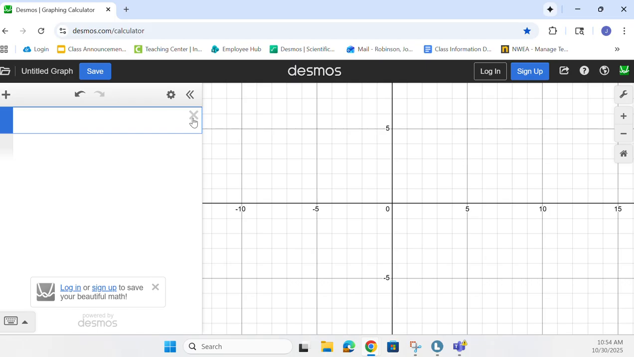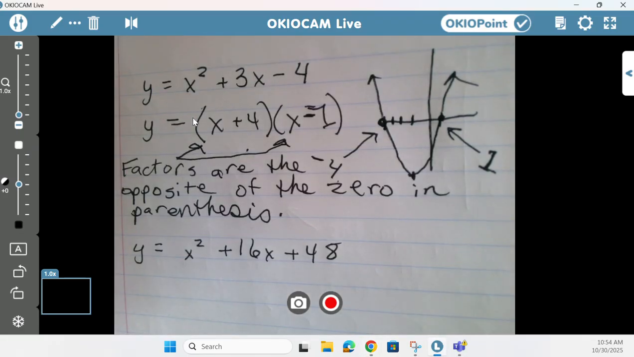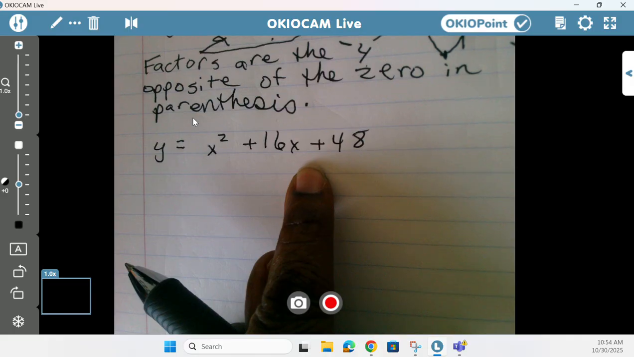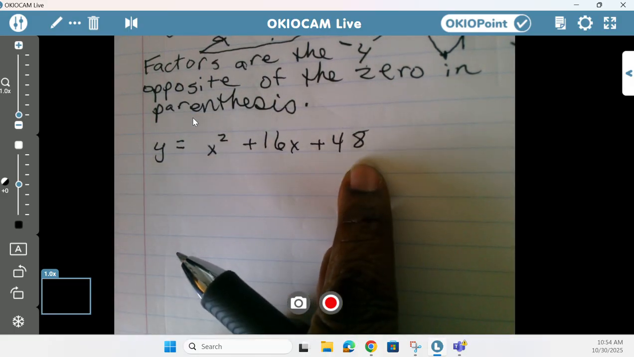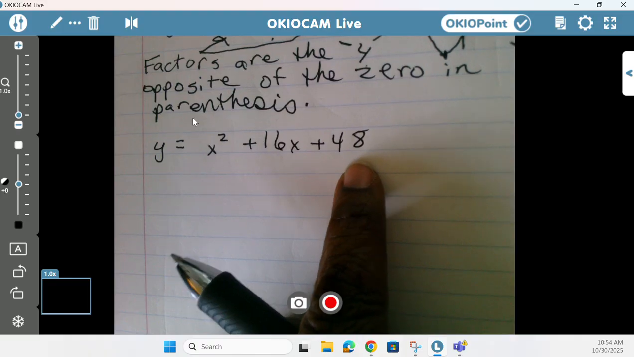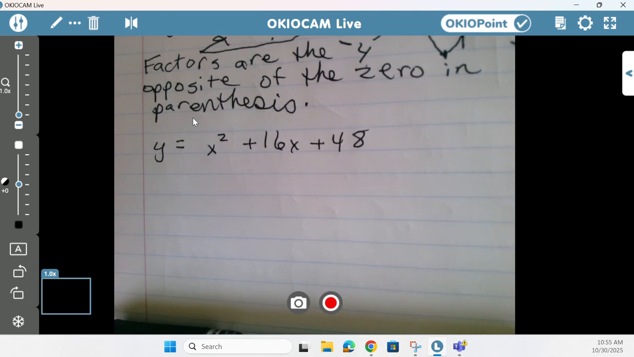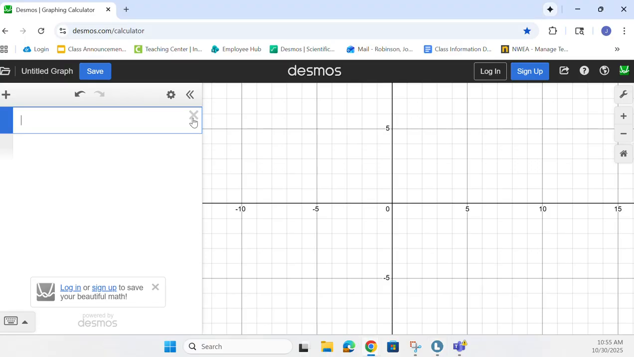What is the factored form of the quadratic? Here's the quadratic. What are the factors for it? Remember, the factors are written as opposites of the zeros. Go to Desmos, type in this equation, find the factors, and write the factors in parentheses as opposites. Y equals x squared plus 16x plus 48.